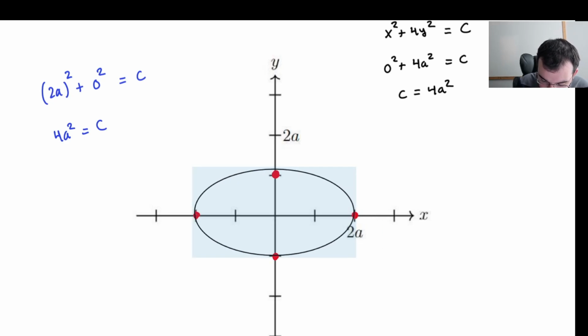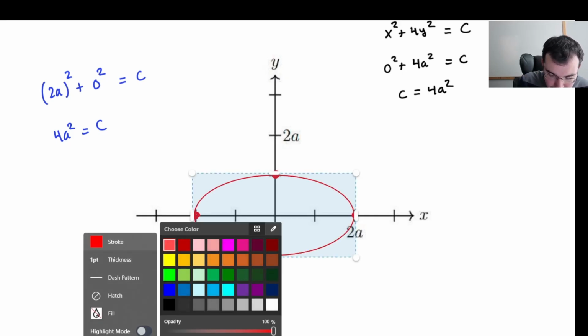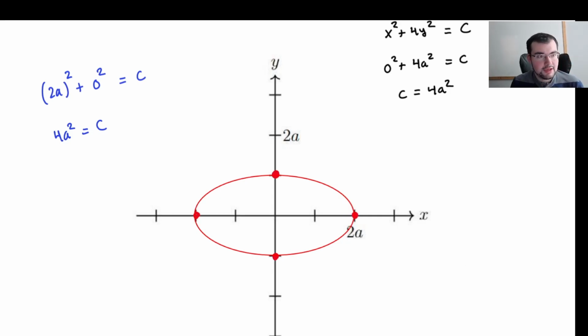Yeah, we'll take that. Of course, I'm cheating and using tools, but look at that. There's my nice little equipotential curve. So this corresponds to the potential being stuck at a value of 4a squared. And also we want the E field at this point.